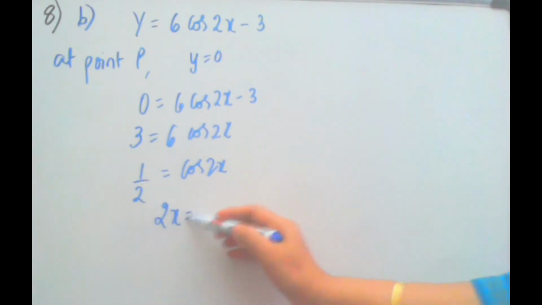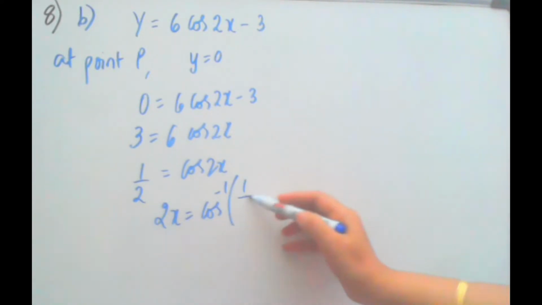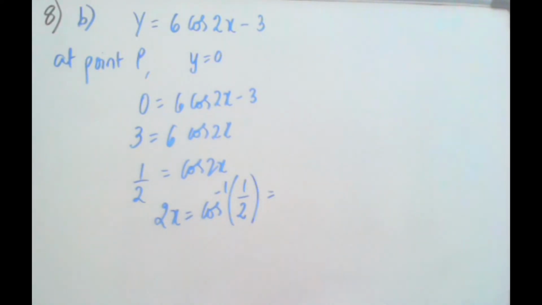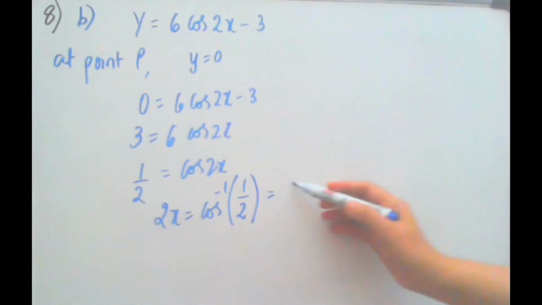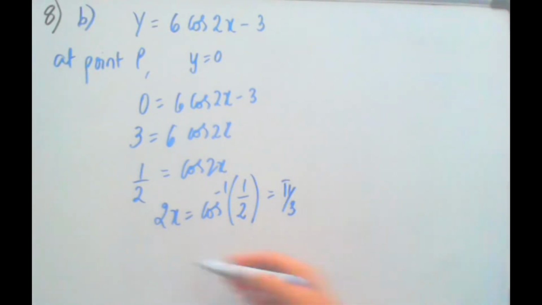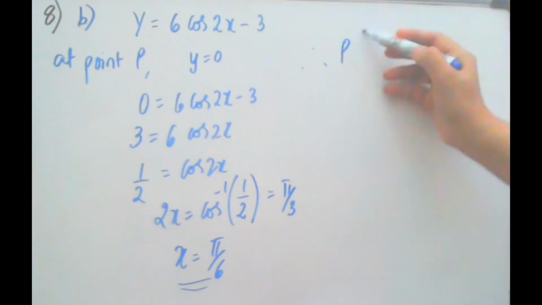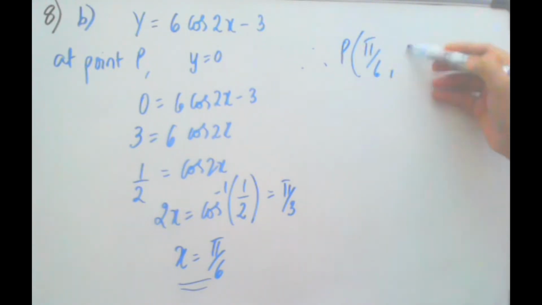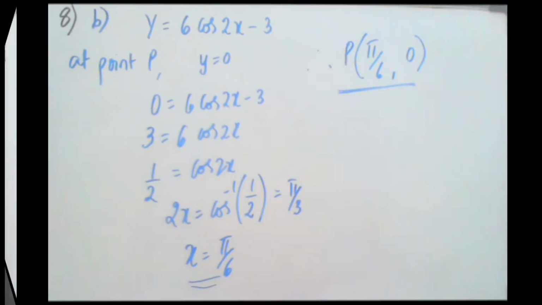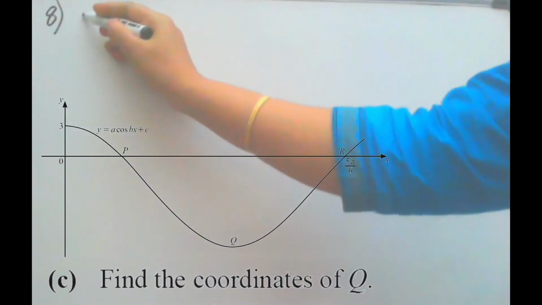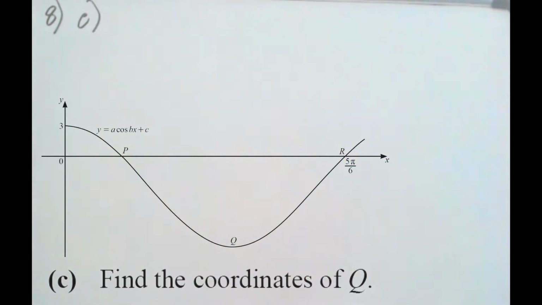So from here it follows that 2x is cos inverse of half, and your calculator will give you the value, it is pi by 3. Therefore x is pi by 6. So the coordinates of P are pi by 6, 0. That is the answer for 8B. Now part 8C, find the coordinates of Q. So Q is the minimum point of the graph.